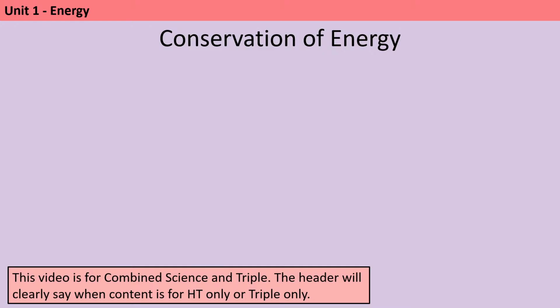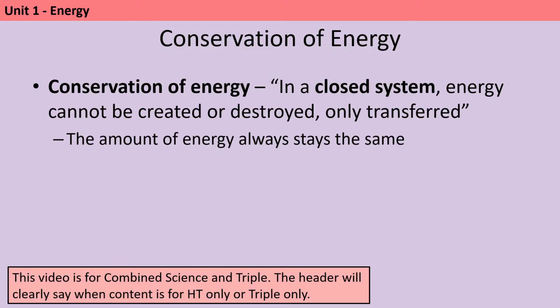The law of conservation of energy says that within a closed system, energy cannot be created or destroyed. It can, however, be transferred between different stores. So this might mean that we start out with a chemical store and finish with a thermal store, but the total amount of energy is the same.